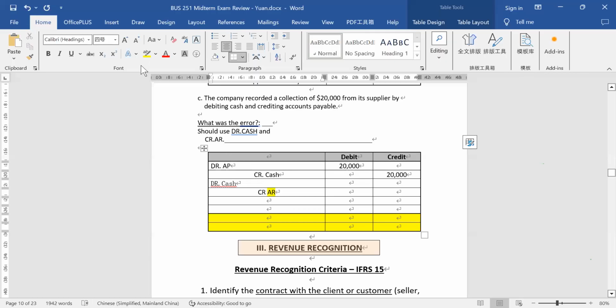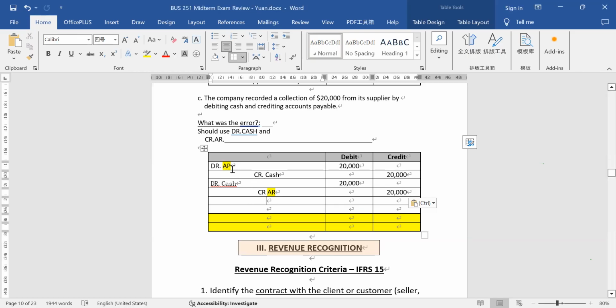So be aware this is AR and this is AP. 100,000. And that's it. There's no year-end adjusting entry.